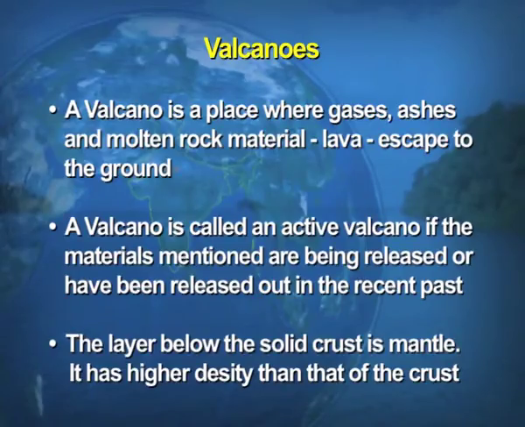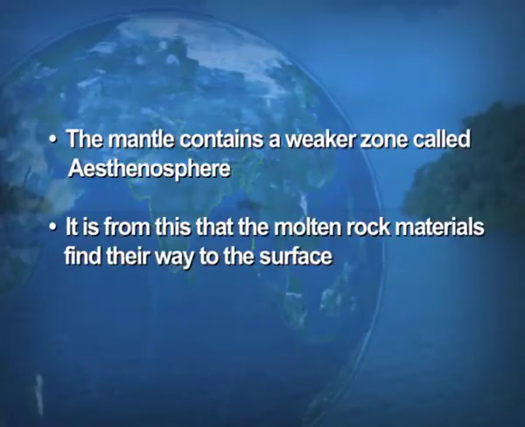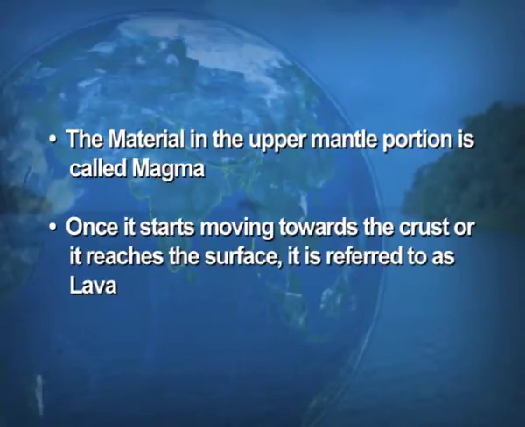Another source of indirect information is volcanic eruptions, which take place from the interior of the earth. Now, as we know, a volcano is a place where gas, ashes and molten rock material erupt from the earth's interior. The mantle contains a weak zone called the asthenosphere, and from there we have the eruption of this volcanic matter, the magmatic material, which comes out. When it reaches the surface of the earth, it is called lava.